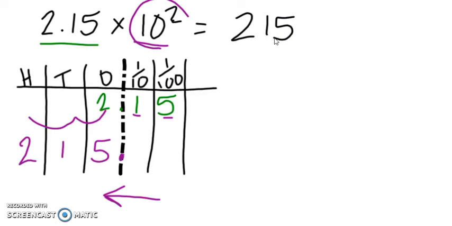To explain the shift in my digits, I could say that each digit moved 2 places to the left on my place value chart, or because if you remember here, this 10 to the second power is the same thing as 100, I could say that the value got 100 times larger, or 100 times greater.